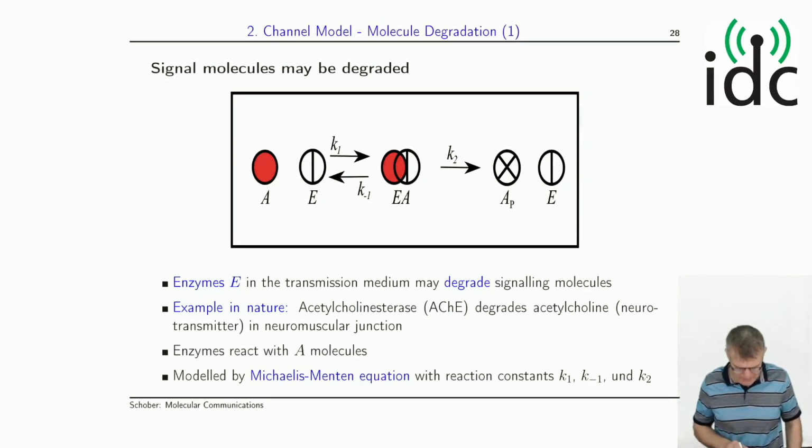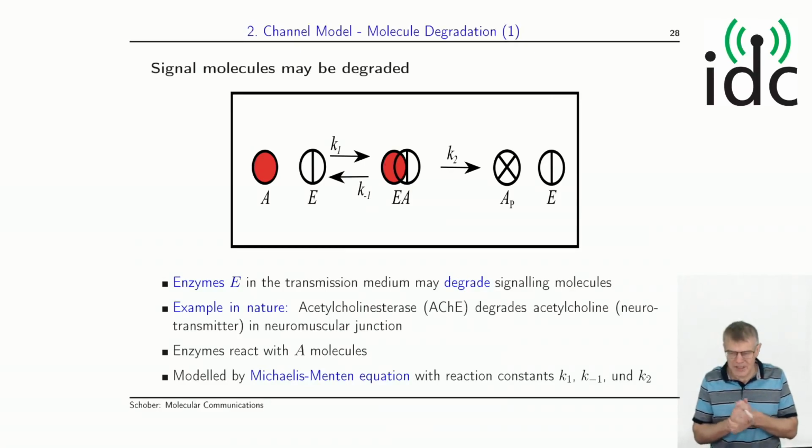Modeling-wise, this is illustrated here. A here would be our signaling molecule. E is the enzyme. If an enzyme and such a signaling molecule, which is also called a substrate in this context, come close to each other, then with a certain probability they will bind. This is characterized by this forward reaction rate K1. Once they're bound, they form the compound EA.